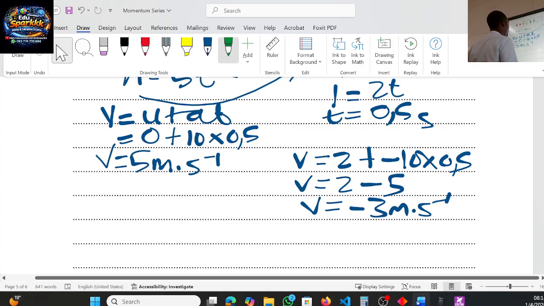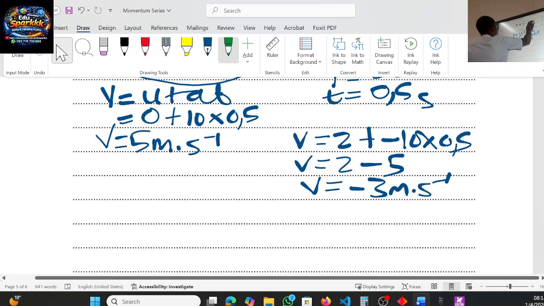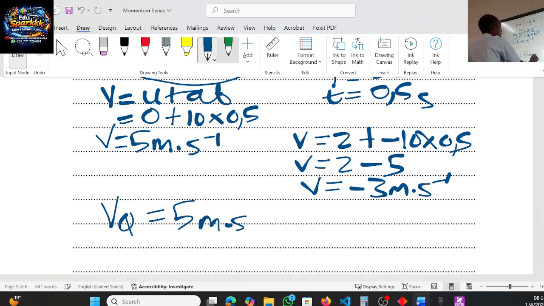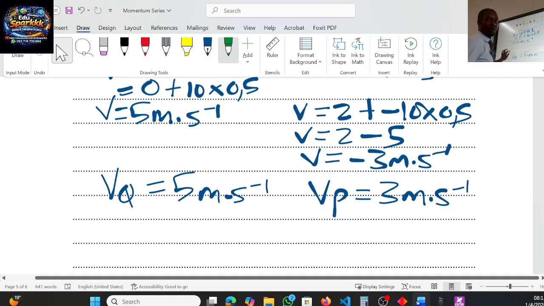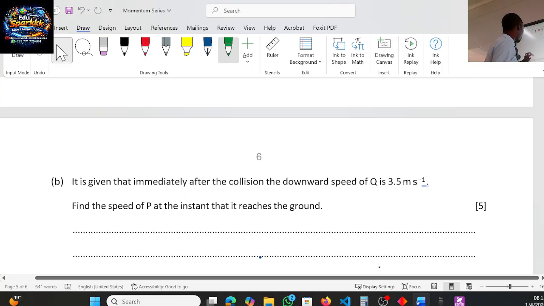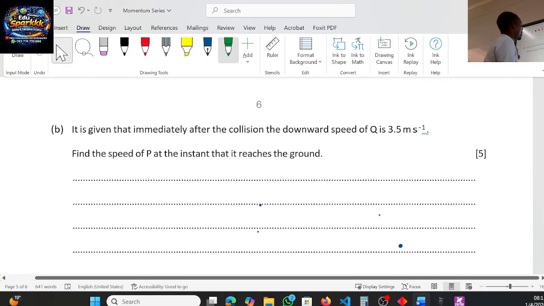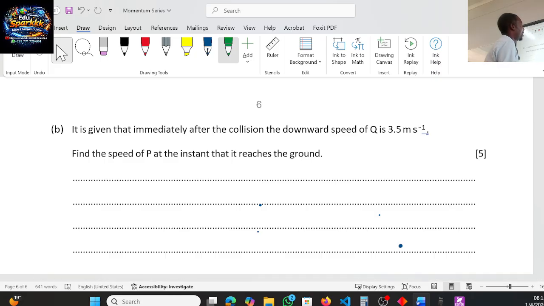So for speeds, we will take the modulus, implying VQ, or speed of Q before collision, is 5 meters per second, and VP before collision is actually 3 meters per second. Moving to the second part, it's given that immediately after collision, the downward speed of Q is 3.5 meters per second. Find the speed of P at the instant that it reaches the ground.